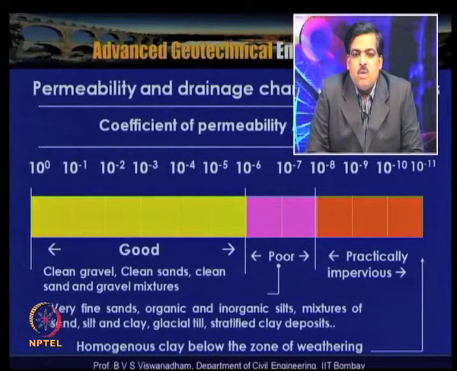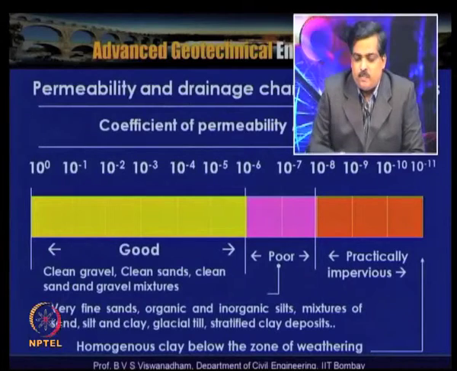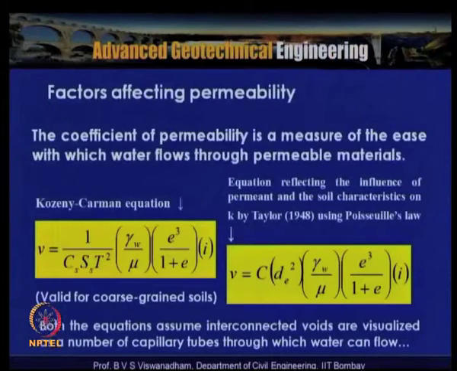So, we have different ranges of permeabilities, and it is a unique property of the soil. Granular soils mostly have good or very high permeability, while fine grained soils have low permeability. Regarding the factors affecting permeability, the coefficient of permeability is a measure of the ease with which water flows through permeable materials.